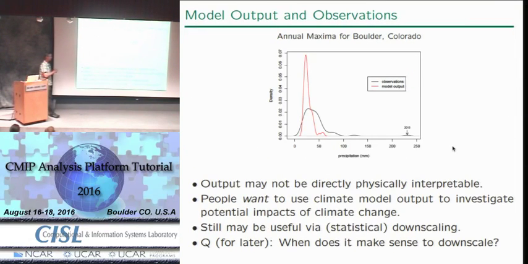Now, there's a difference between output and observations. I'm going to be focusing on the tail of the distribution, things like the annual maximum precipitation. And of course, this is of interest because people need to build bridges that are going to last 100 years out, and it'd be nice to know how that extreme precipitation is going to change in the future.